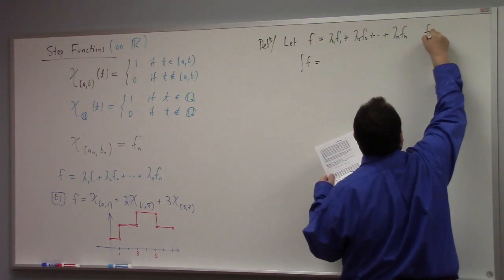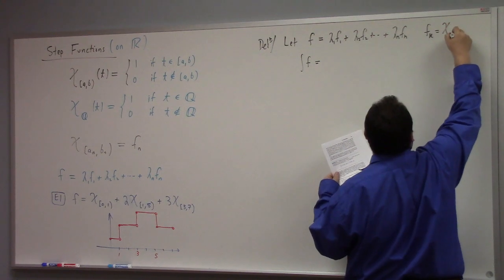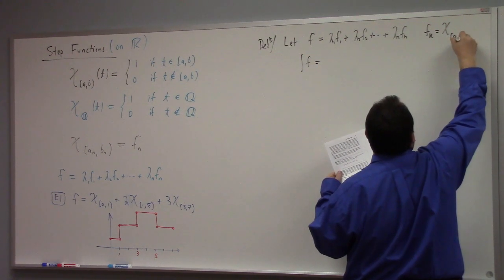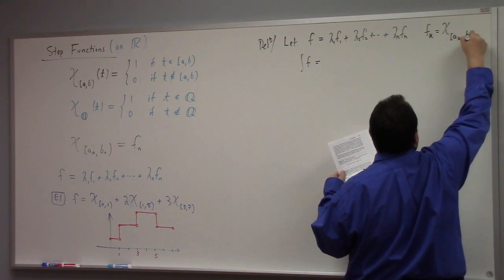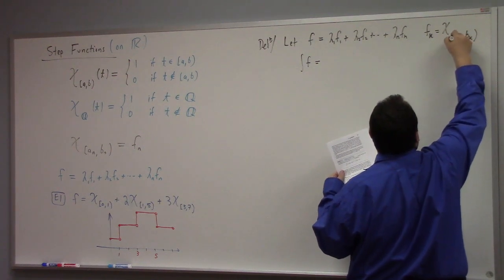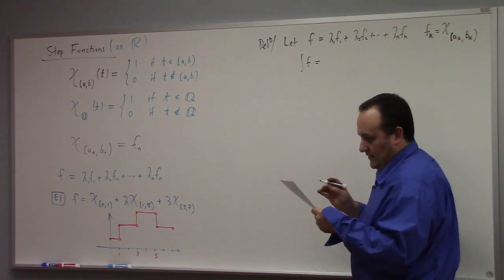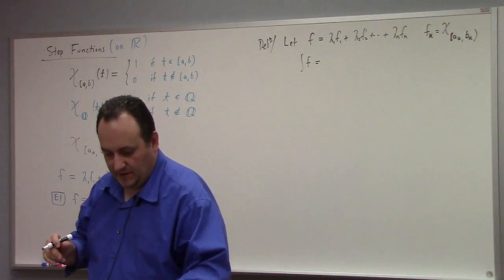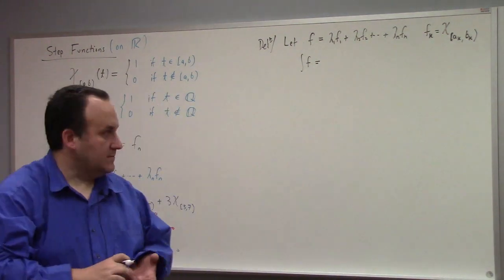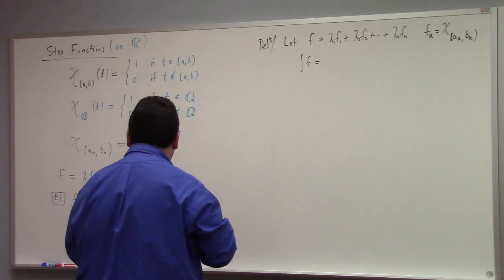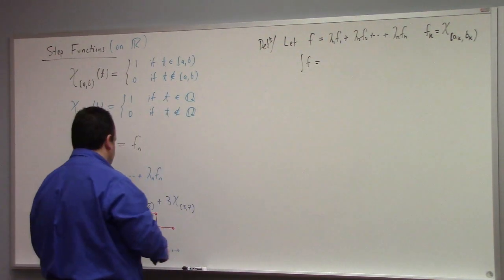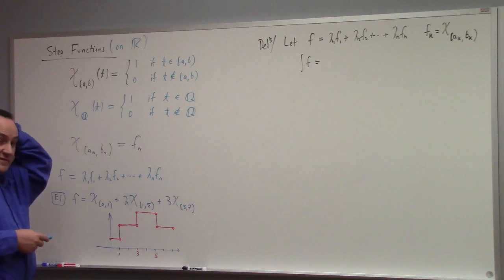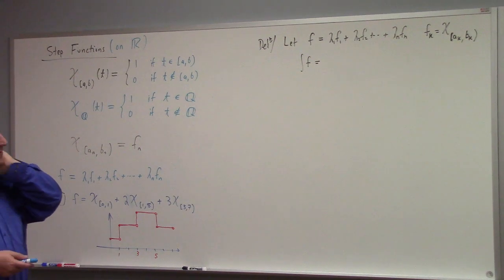So here f_k is equal to the characteristic function on [a_k, b_k], to be explicit. By the way, the characteristic function notation's not in the book. I'm adding that, so that's just me. I think it's nice to have a notation since it's kind of the basic building block here.